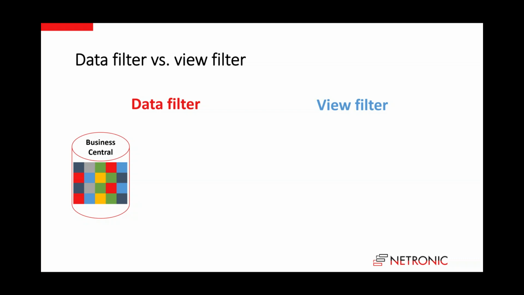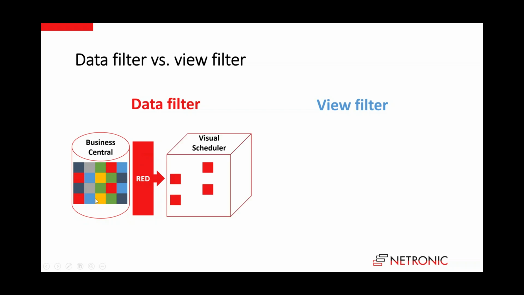So during the process of bringing data from your Business Central database into our visual schedulers, you can actually apply a data filter. So here in my example, I say I only want to see the red data in my visual scheduler. And so then the visual scheduler will only show the red data. So this is the data filter.